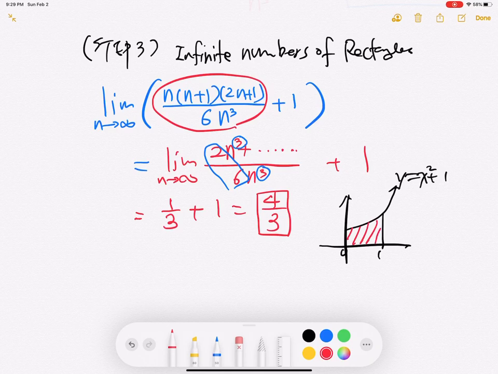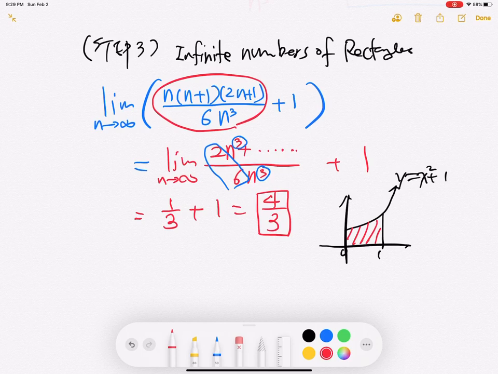What concept did we use? We found just the n rectangles area, and then we used the limit concept to find the infinite number of rectangles area. That is exactly equal to the area under the curve. This is the basic concept about RRAM.